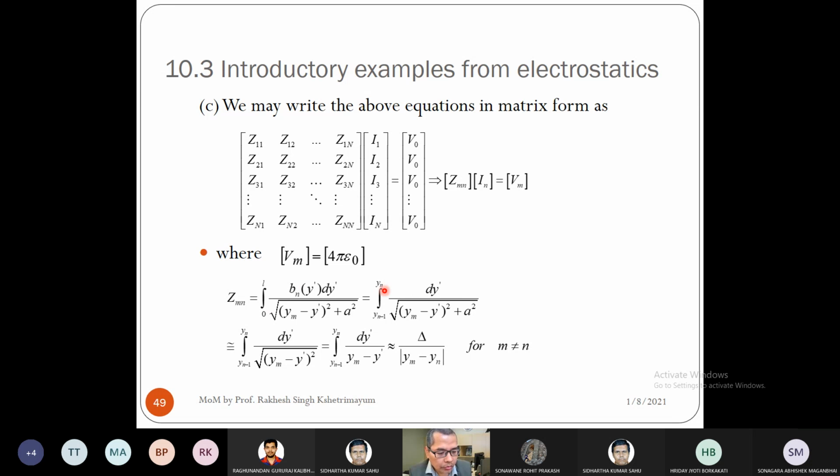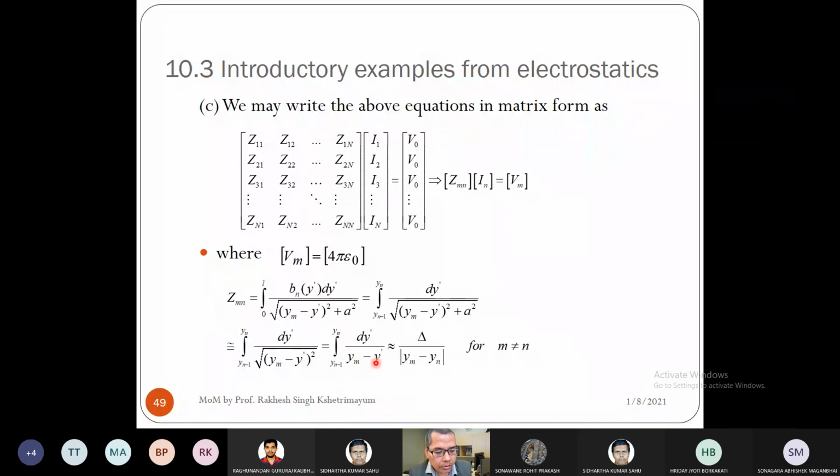So the integration simplifies to this, and A is a very small number. We assume that the radius of the cylindrical wire is very small. In that case, A can be neglected. Then the integration reduces to this. And again, this is the square root of (y_m minus y') squared, so when you take the square root, you just get y_m minus y'. So the integration we need to find Z_MN is simply the integration from y_(n-1) to y_n of dy' by y_m minus y'. So now, what is y'?